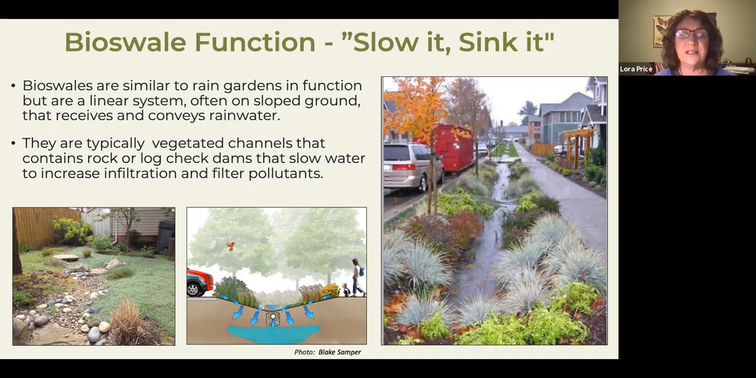And as you can see in this photo on the right, in the diagram in the center, they're typically vegetated channels. And if you have slope, they often contain a rock or log check dam. And the purpose of those is, again, to slow, if there's a slope, that means that water is flowing. So you want to slow the flow, and that increases the infiltration of the rainfall into the ground, and which also then filters the pollutants.